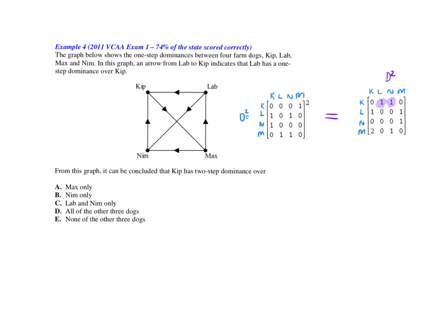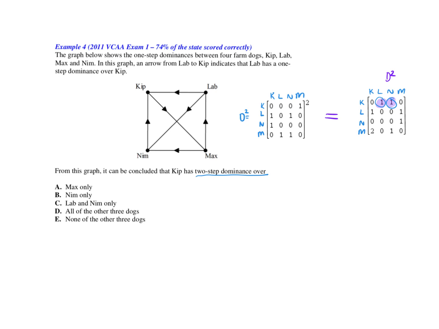Okay, the graph below shows 1-step dominance between 4 farm dogs, Kip, Lab, Max, and Nim. In the graph, the arrows, so from this graph, it can be concluded Kip has 2-step dominance over who? If you want, you could, like I found D and then found D squared. And if we're looking at the 2-step dominance, you can see Kip has a 2-step dominance over L and N. So you can have a look at that.